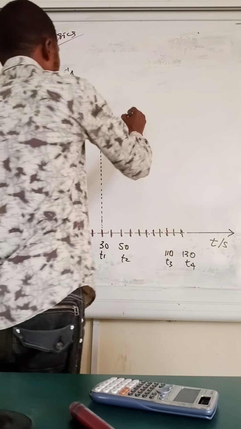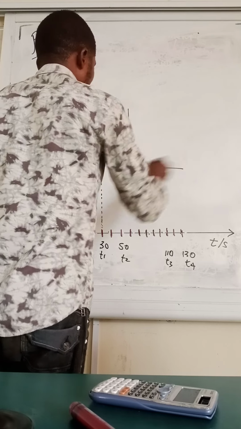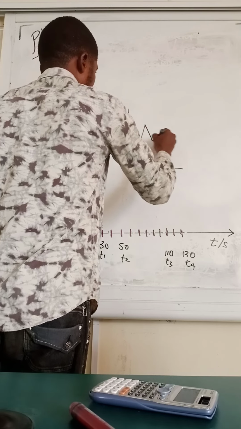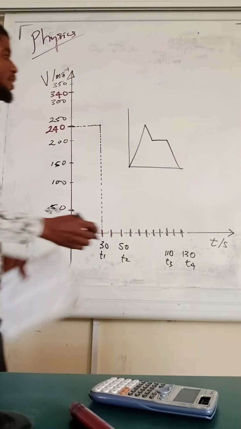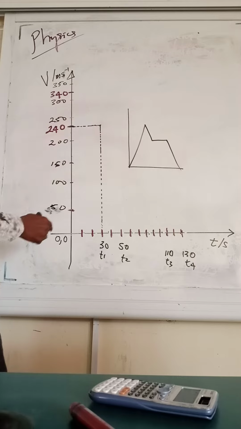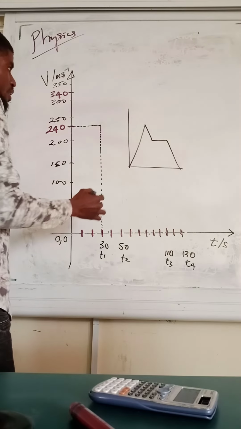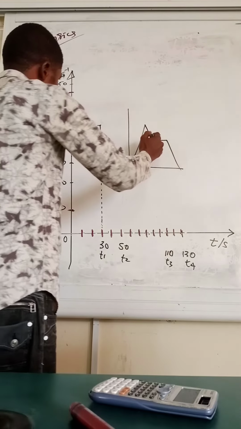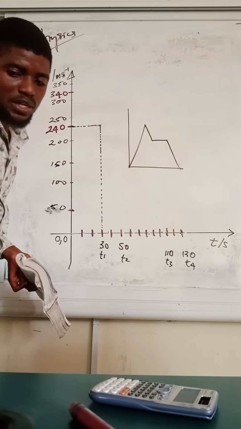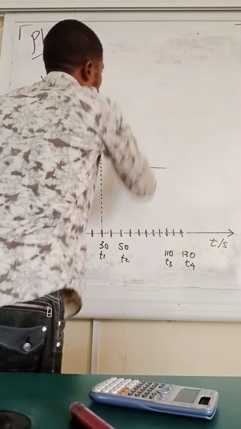Normally, someone would think that this graph is something like this. This is what you see in many physics textbooks. This is not the graph. It goes up, reduces, comes down, then slopes. No, this is not the graph. And that is why I have chosen this question to solve today.